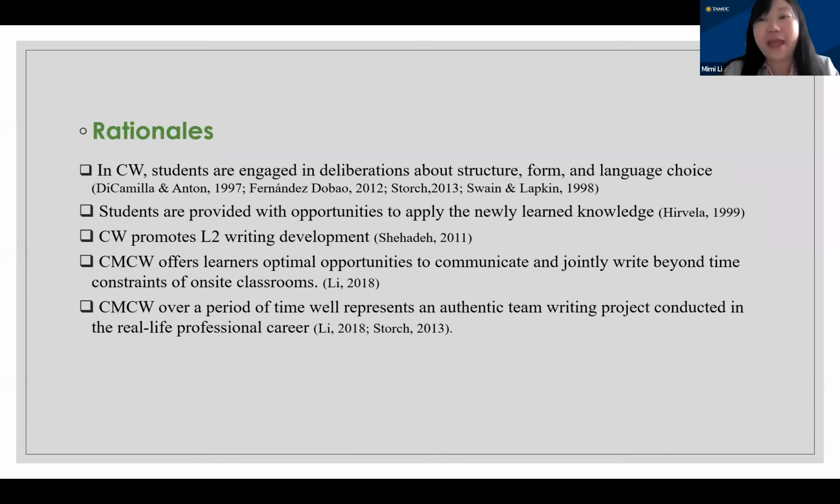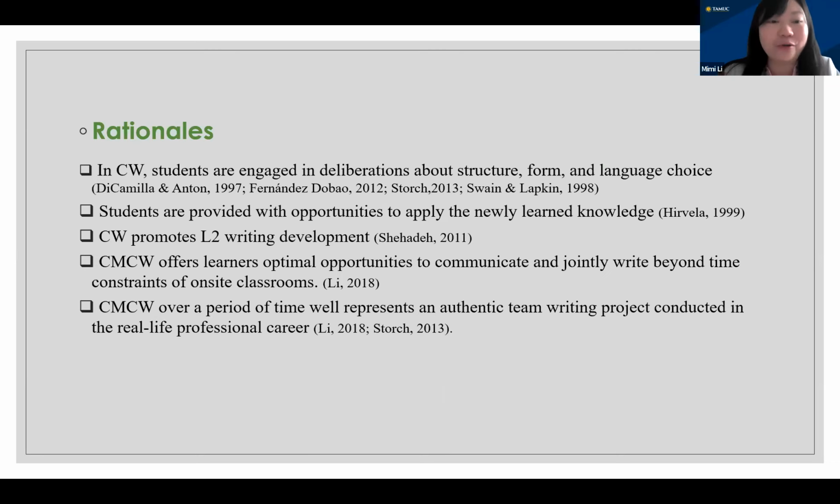For example, we already know that a lot of researchers reported students are engaged in deliberations about structure, form, and language choices. And also, students are provided with opportunities to apply newly learned knowledge, particularly a new genre. If they are learning a new genre, they get a chance to collaborate together in learning the genre while writing. And also, CW promotes second language writing development.